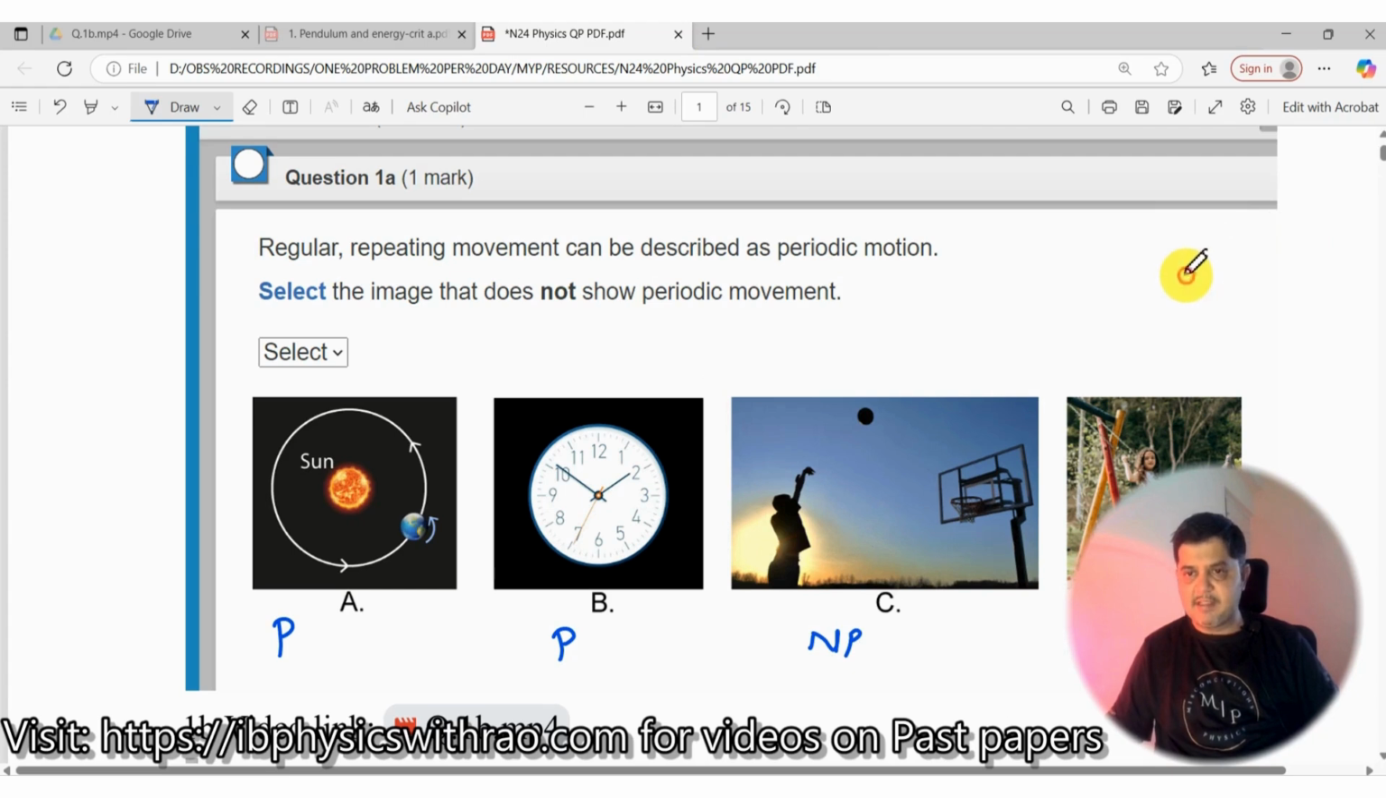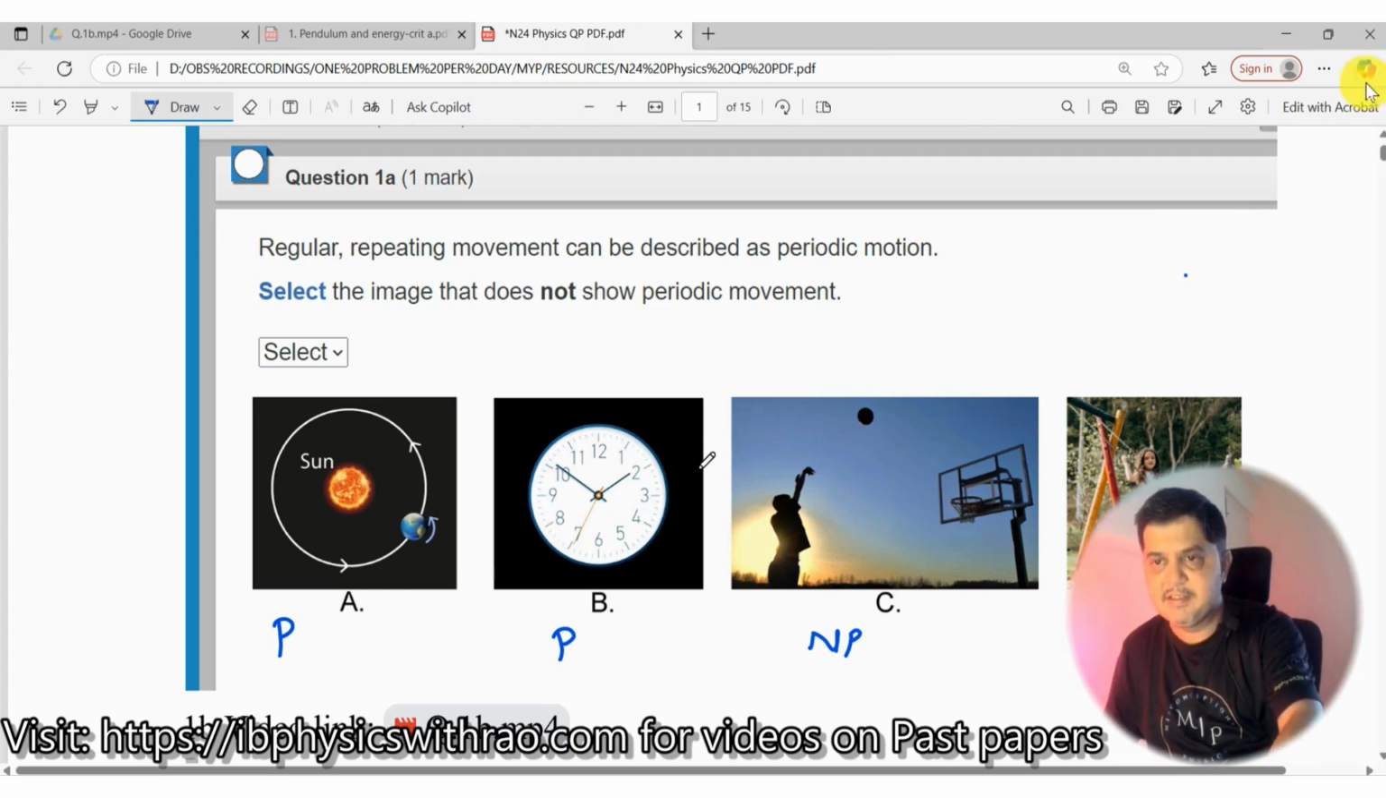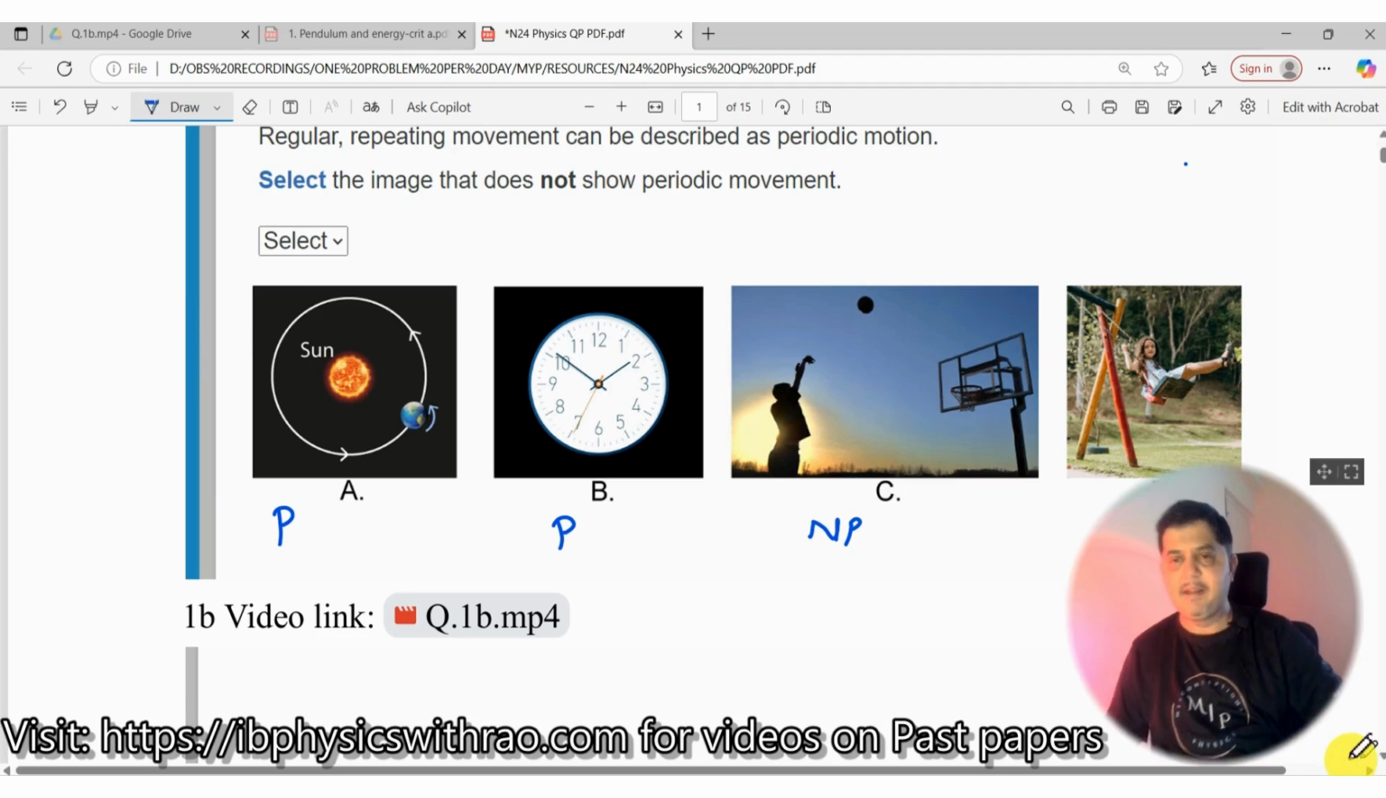Now what's the next one? I think my photo is blocking this. Just a moment. The swing, the person who is now in a swing. So this keeps on oscillating up and down like a pendulum. So therefore, definitely this is also a periodic motion. So therefore, the correct answer is C.